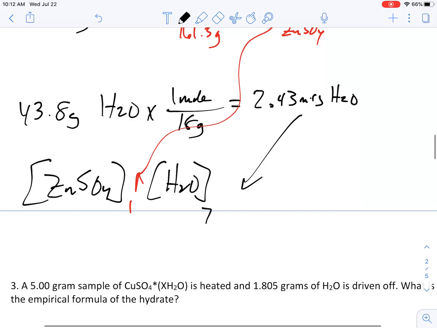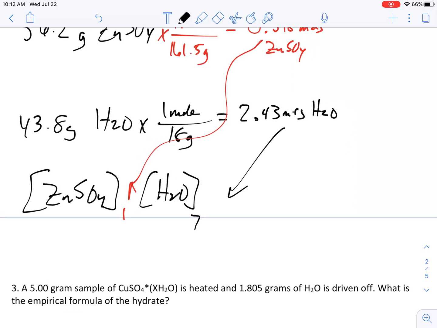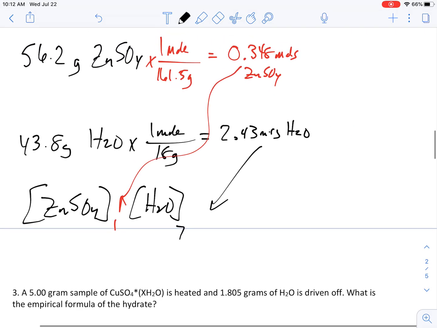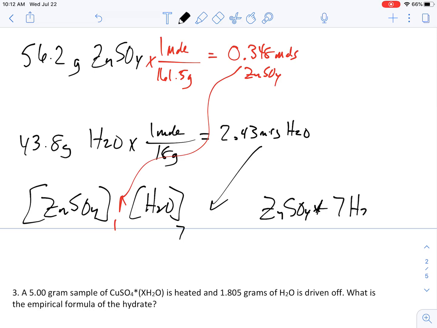So if that's the case, because it's a 7-to-1 ratio, then you write the hydrated compound like this, ZnSO4, and then put a star or an asterisk or a dot, and then put 7H2O, and that's the formula for the zinc sulfate heptahydrate that's there. So apparently it's a 7 for the zinc.